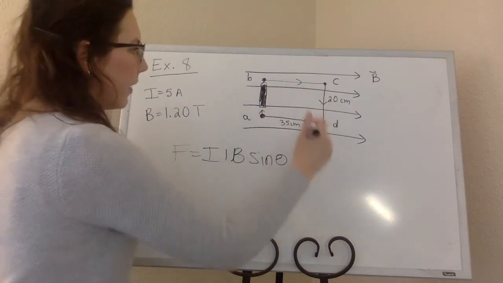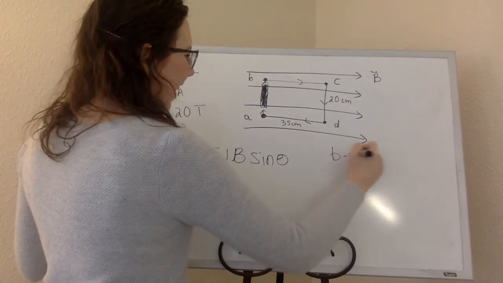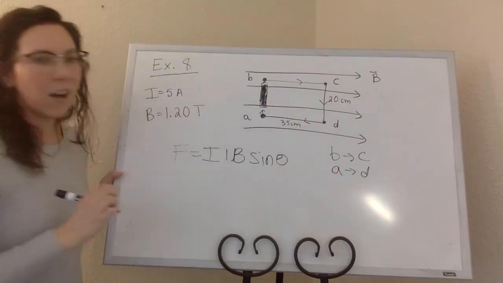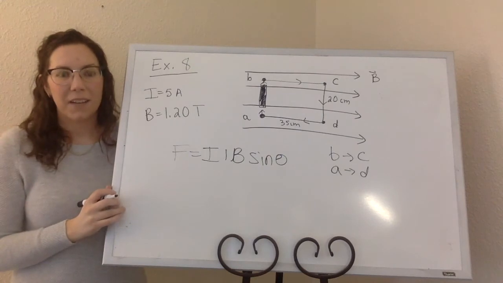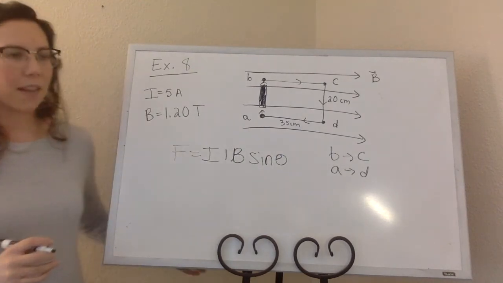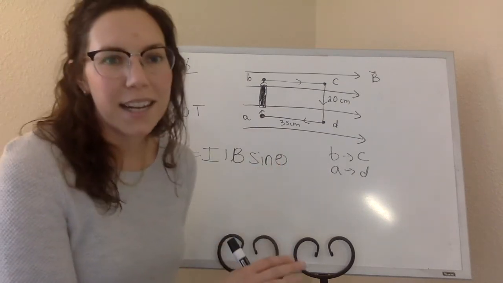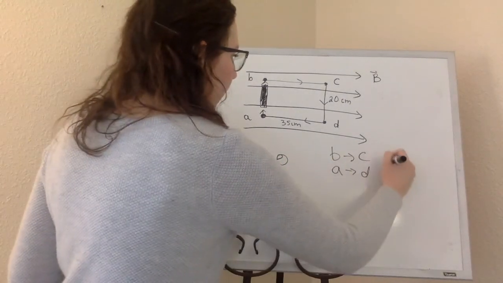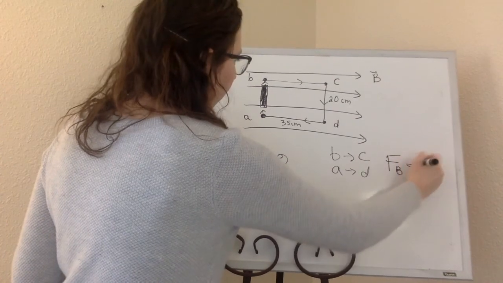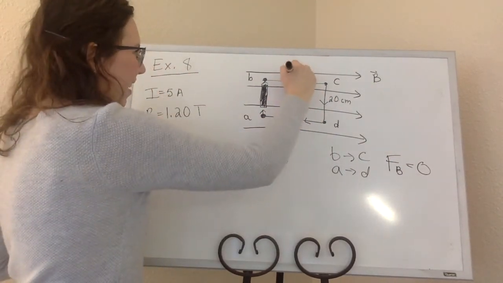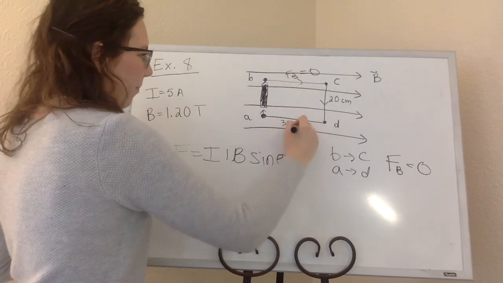Notice that for B to C and for A to D, so this line and this one, they are parallel and anti-parallel to the magnetic field. That means that the magnetic field will exert no force, we'll have sine of 0 or sine of 180, and we'll get 0 here. So the magnetic force is 0 along these two lengths of the wire. There's no magnetic force there.